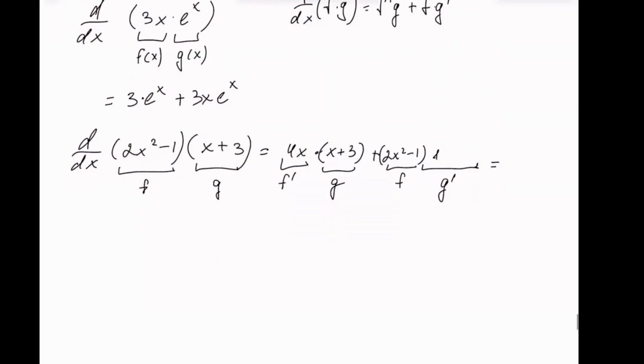So if we simplify it, we have 4x times x plus 3 plus 2x squared minus 1 as it is. Okay, so this is how we apply our product rule.